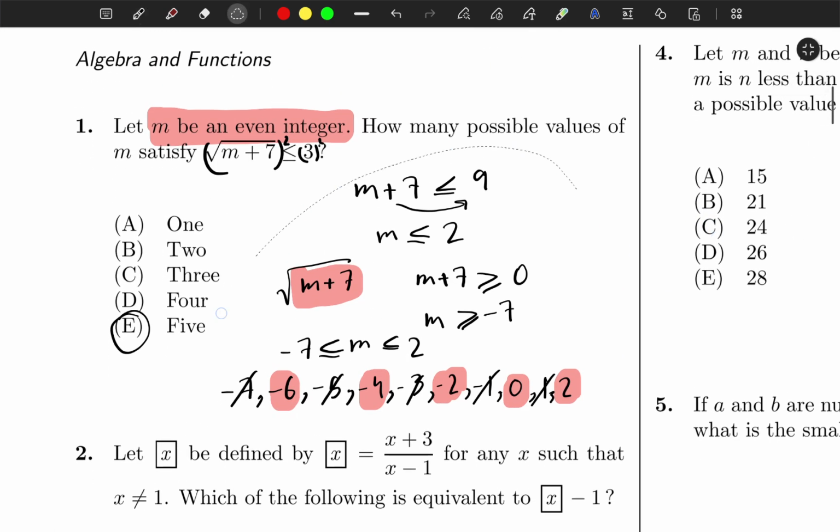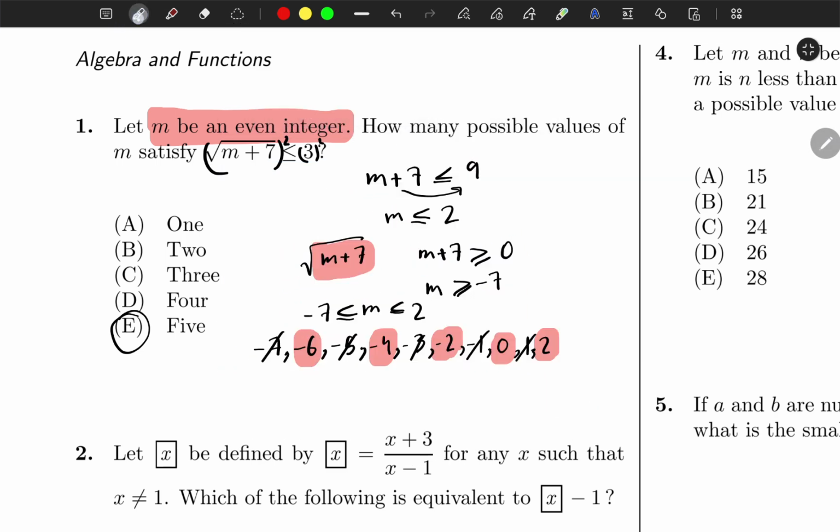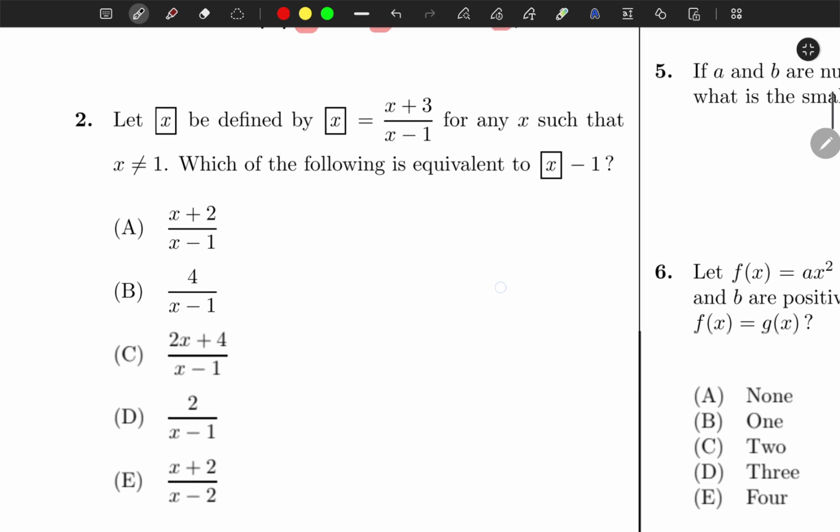That should be pretty much it. We'll just move that aside, and let's see the next question.